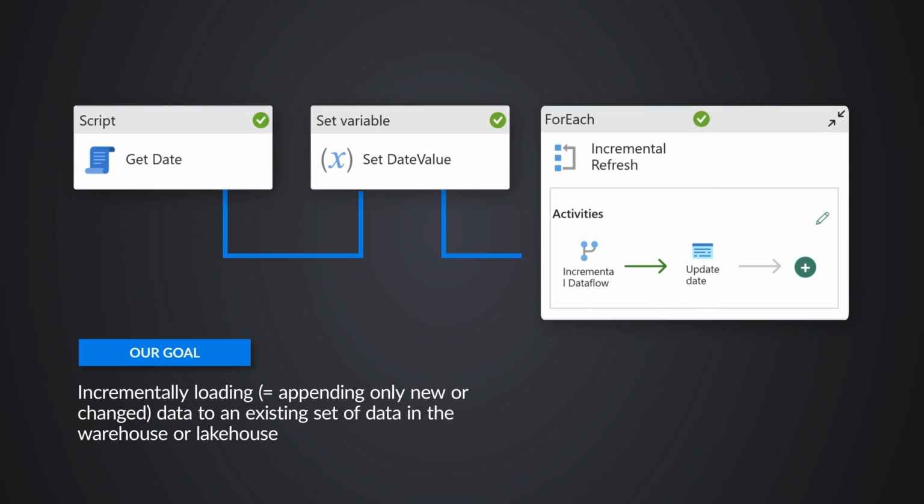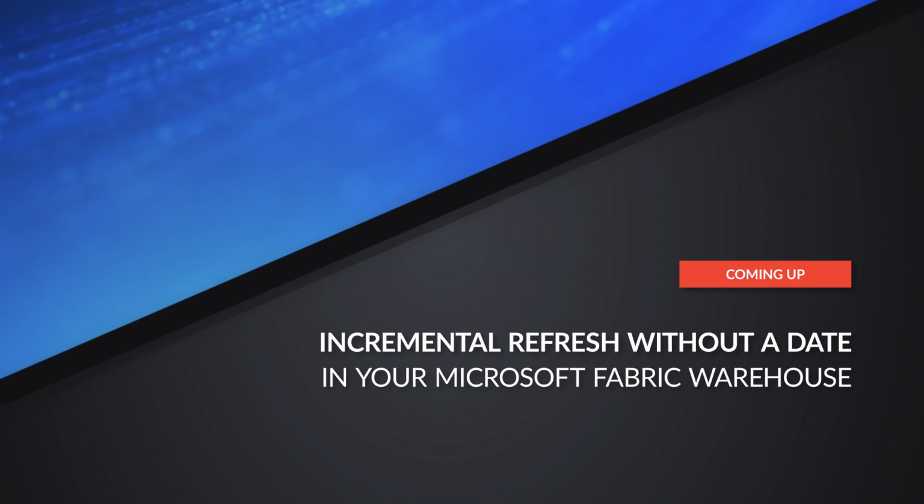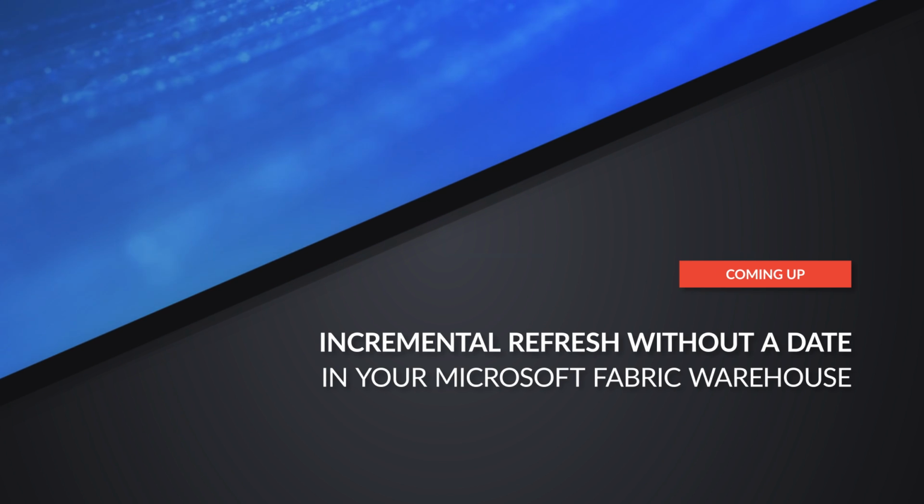Everybody wants to know how to do incremental load, so incremental refresh, like with Power BI. When you're using Fabric, you're going to be in direct lake mode. And so it's not about incrementally loading the semantic model. It's more about incrementally loading the warehouse or the lakehouse. And so in this video, I'm going to show you how to use pipelines and data flows to incrementally load your warehouse if you don't have a date.